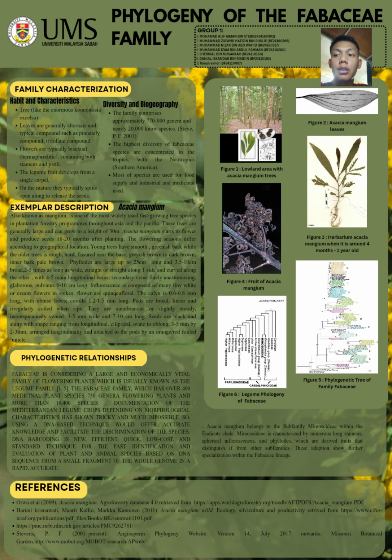The tree-like enormous Compacia excelsa leaves are generally alternate and typically compound, such as pinnately compound and trifoliate compound. Flowers are typically bisexual, containing both stamen and pistil. The legume fruit develops from a single carpel. When mature, they typically split open along the seams to release the seed.